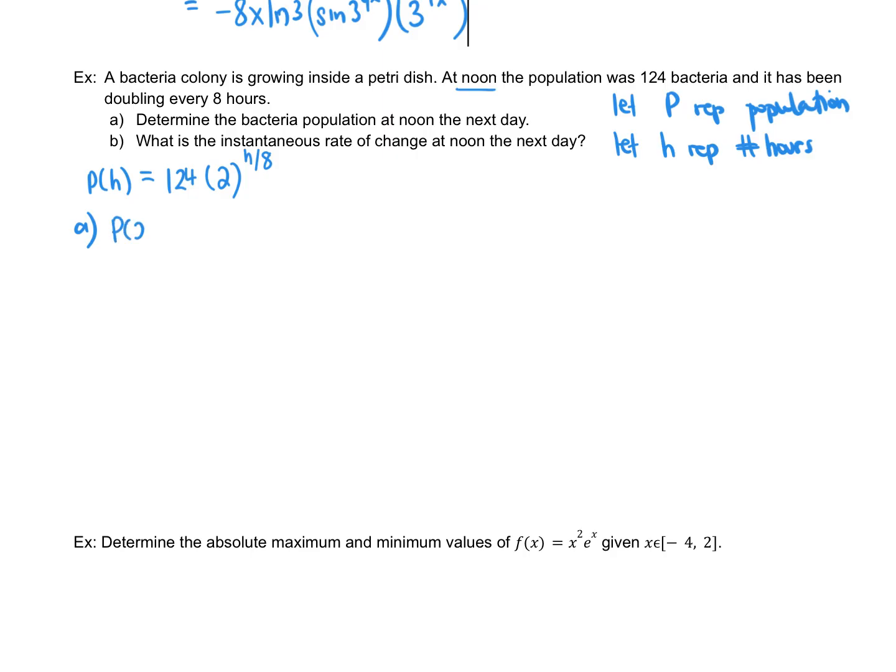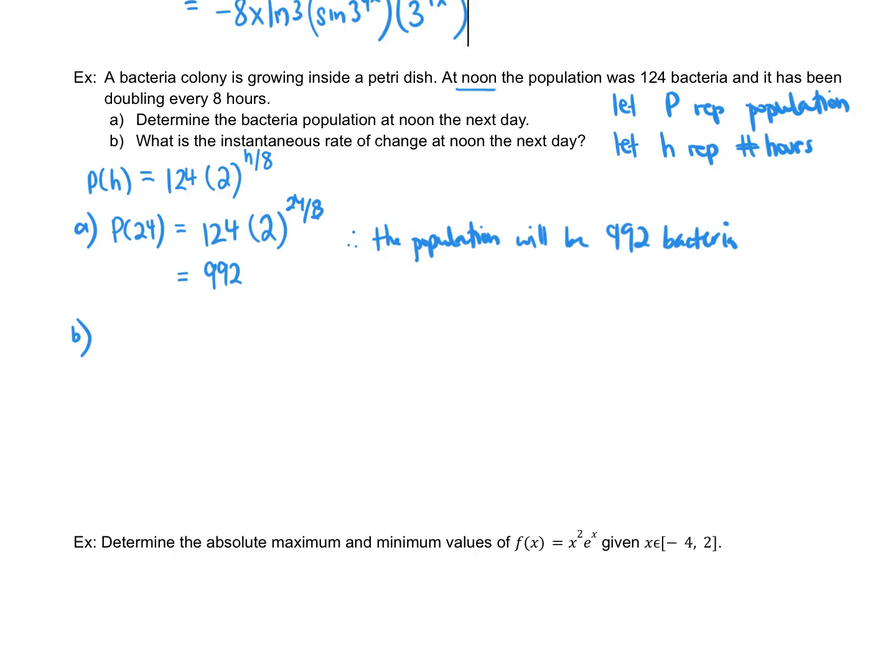So we need to calculate P at 24, which is going to be 124 times 2 to the power of 24 over 8. And if we punch this into our calculator, we get 992. So therefore, the population will be 992 bacteria.